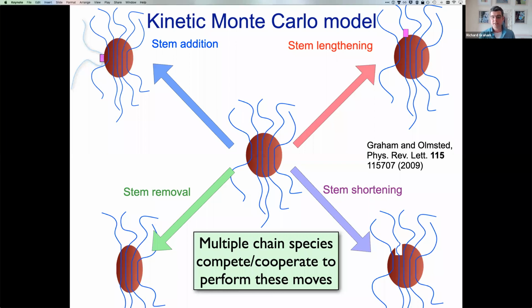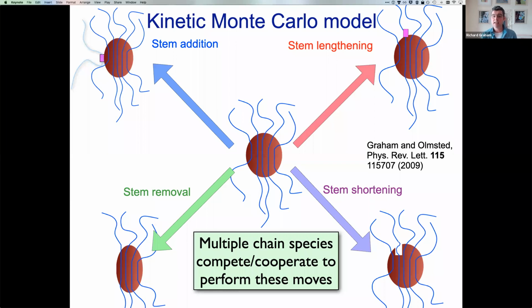And what's nice about this model is it now allows us to introduce different types of chain, so different chain lengths, different degrees of stretching, and we can look at how those cooperate to perform these moves. And we know from molecular dynamics that the key order parameter that we should be using to measure how flow is changing the move rate is this nematic order parameter. So we took that idea and embedded it into this model, but now this model can run multiple chain lengths.